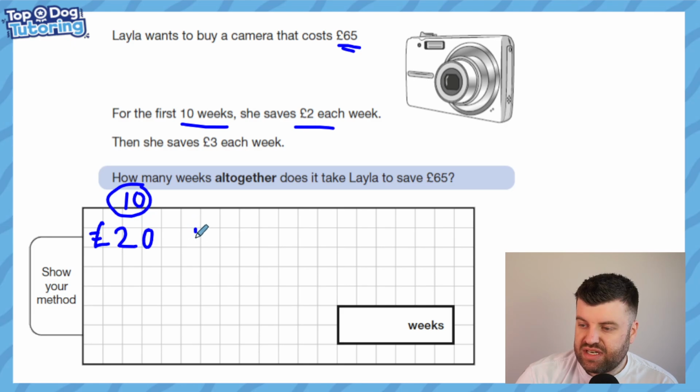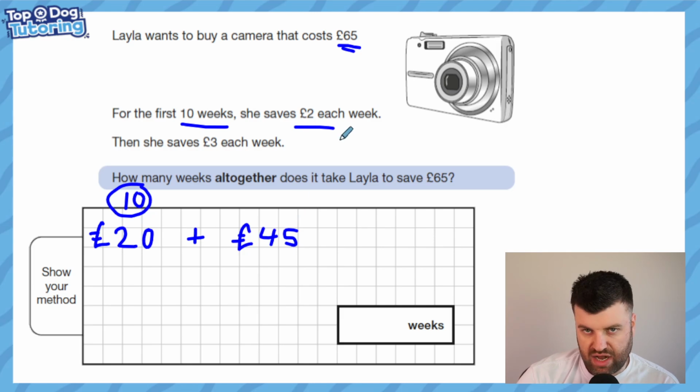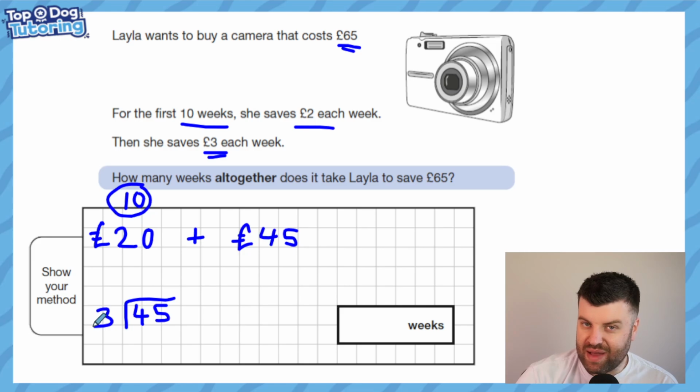That means that she needs to have another £45 to get to her target. How many weeks will that take if she saves £3 each week? Well, here's what we can do. Do 45 divided by 3. That will tell us how many weeks we need. 3's into 4 go once with 1 left over. 3's into 15 go 5 times. Therefore, this will take her 15 weeks to save up.